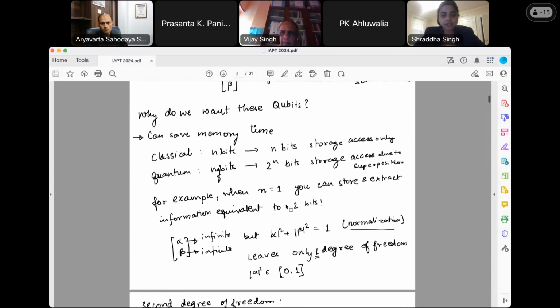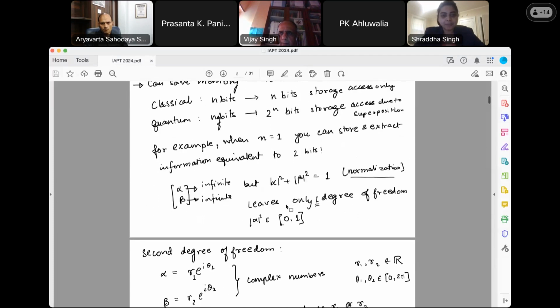Quantum bits are actually pretty interesting because in classical, if you have n physical systems, you can have n bits of storage units. In quantum, if you have n qubits, which is also n physical systems, you can have 2 to the n bits of storage, in the sense that at the same time, n qubits can, because of quantum superposition, represent memory equivalent to 2 to the n bits.